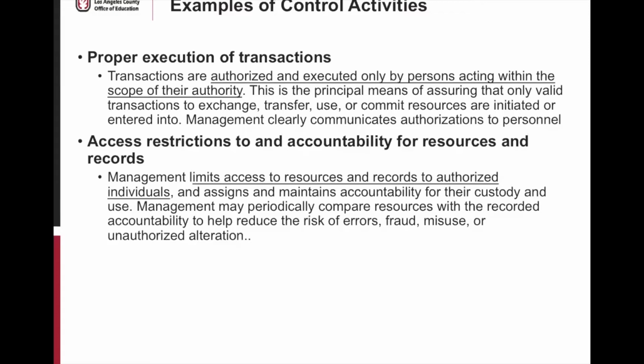So how do you limit access to resources and records to authorized individuals? And how do you assign and maintain accountability for their custody and use? And again, management should compare their resources with the accountability, and this is all again about reducing errors and also fraud or misuse or unauthorized alteration of records. So just a few examples, and I would encourage you to look at and download a copy of the Standards for Internal Control. There are lots of good supports in there. We'll be looking at them a few more times.